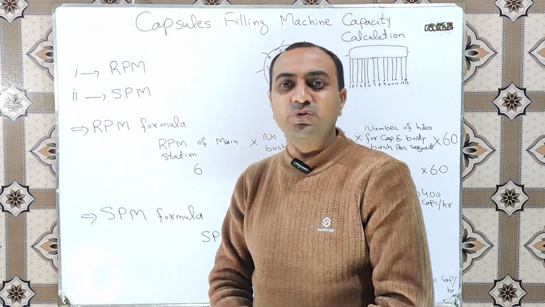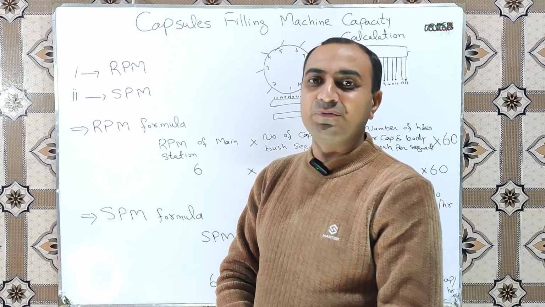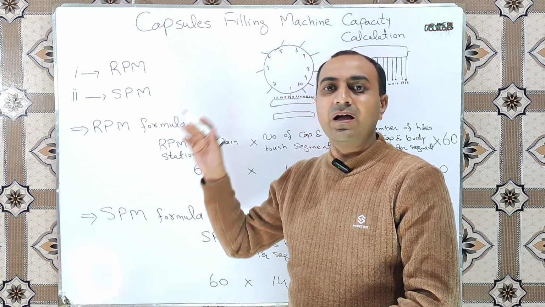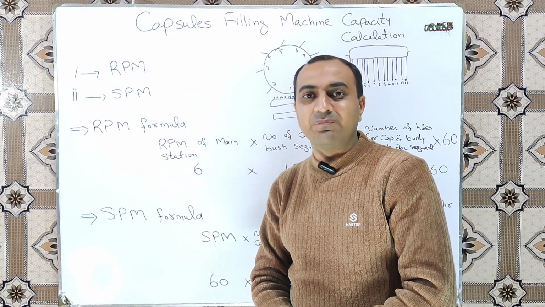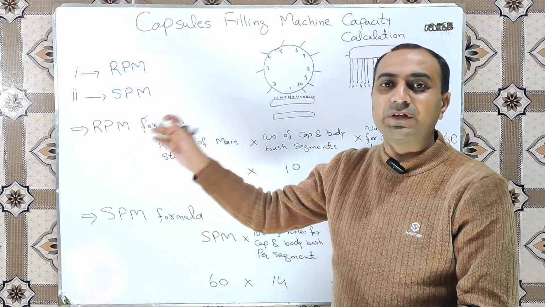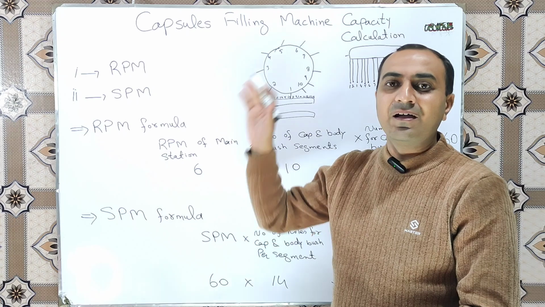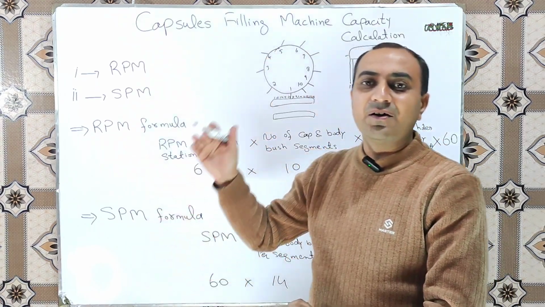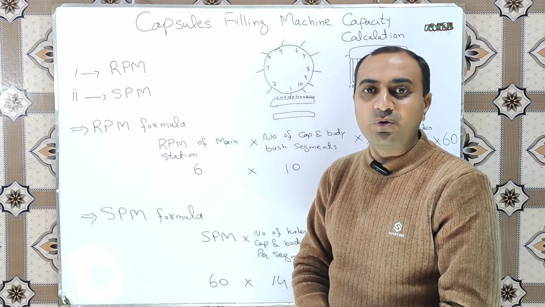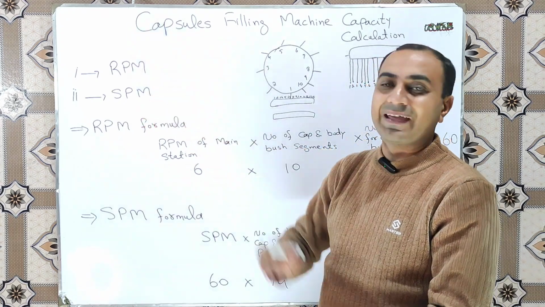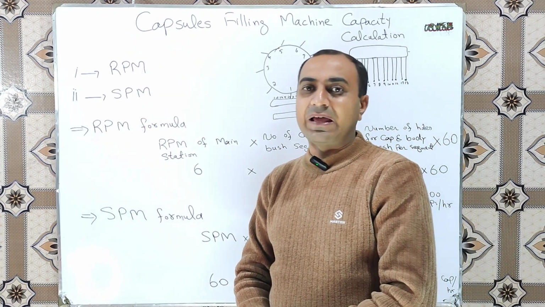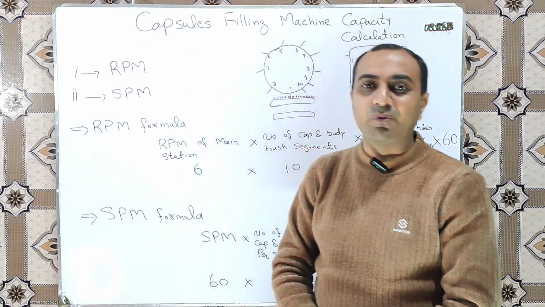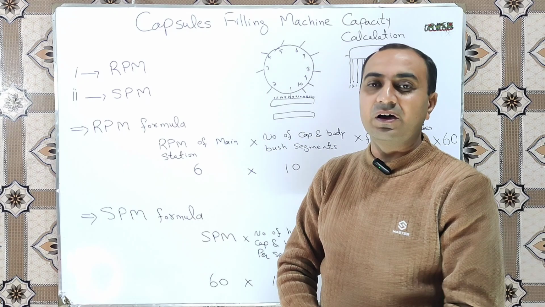RPM formula can be used for both powder and pellets filling, and SPM formula can only be used for the powder or granules filling, because in the filling of the pellets we do not have the installation of the tamping pins. So here the filling of pellet is without tamping pins, so strokes cannot be calculated. So for pellets we can only use the RPM formula, and for the powders or granules both formulas can be used.